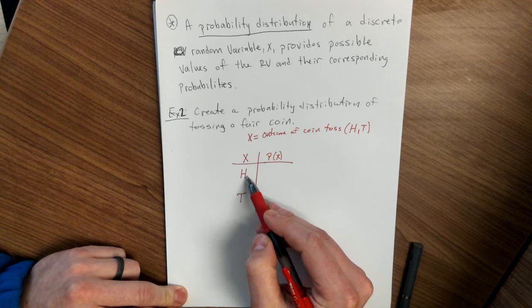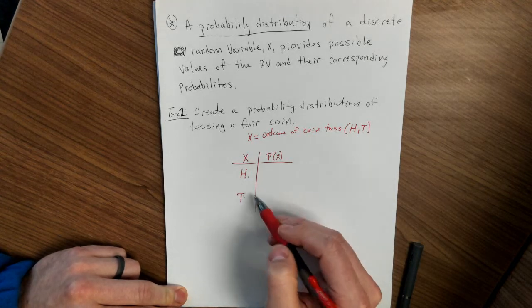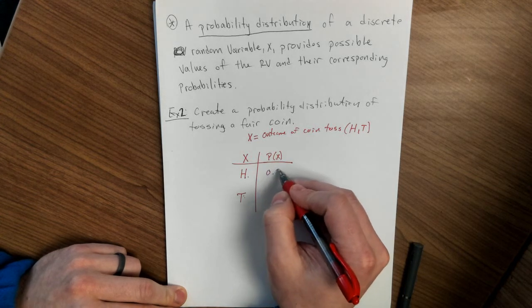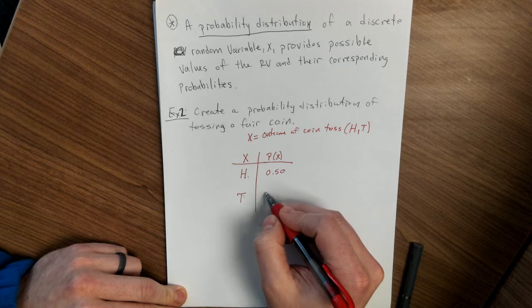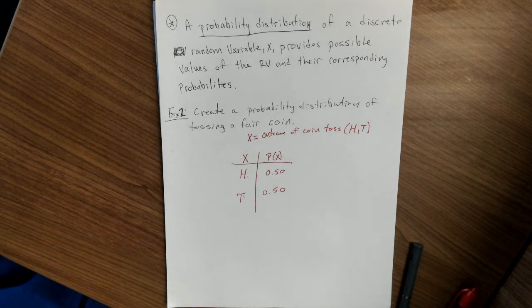So these are our outcomes, and this is the probability of that outcome occurring. So if we have a fair coin, what's the probability of a heads? It's 50%, 0.50. And same thing with the tails. So here, we just created our first probability distribution.